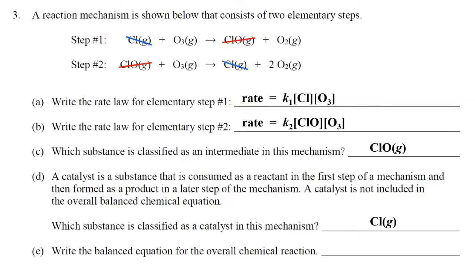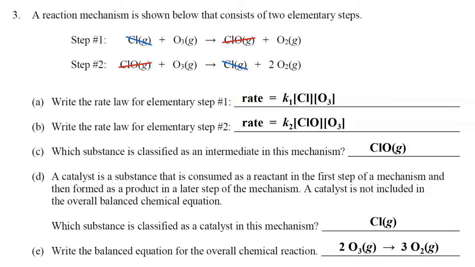So the particle Cl in this particular mechanism is a catalyst. It was added at the beginning, and then it was produced at the end. In part E of this question, it says to write the balanced equation for the overall chemical reaction. So when we add step 1 and step 2 together, I see 2 molecules of O3 on the left, and I see 3 molecules of O2 on the right. So that is the equation for the overall chemical reaction.